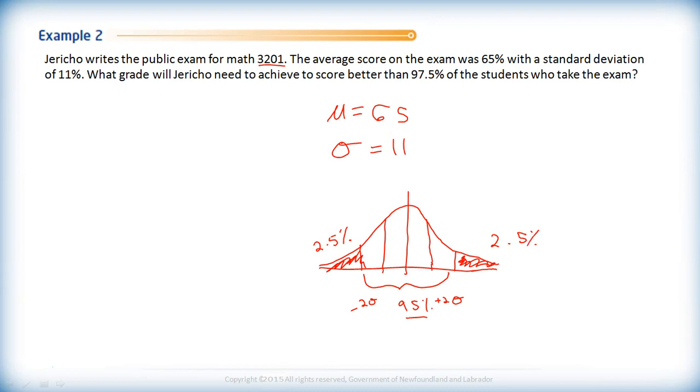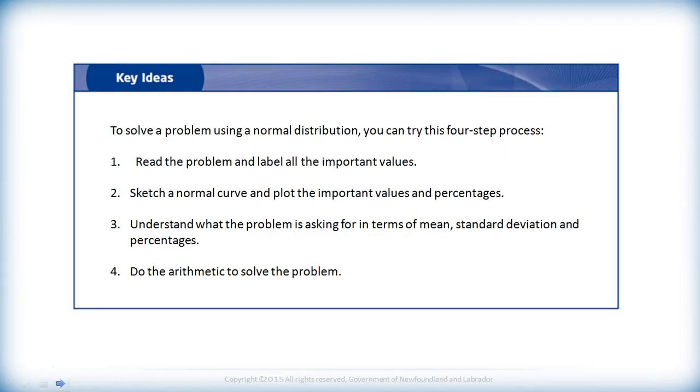So if I have 2.5% in either end, then if I look at this one over here, 2.5% up in this tail, that means I've got 97.5% that scored below that number. That's exactly 2 standard deviations above the mean. So if we take our mean, 65, and we add 2 standard deviations, which is 22, we end up with 87% as the grade you need to score on that exam. So 97.5% of the students who took the exam scored lower than you. So 87. It's a good grade. Wow, 87.